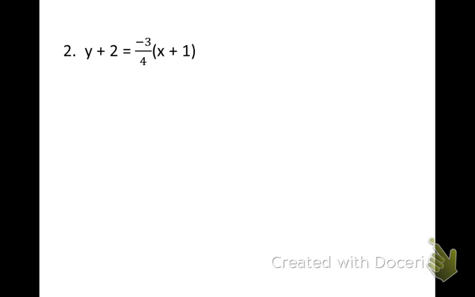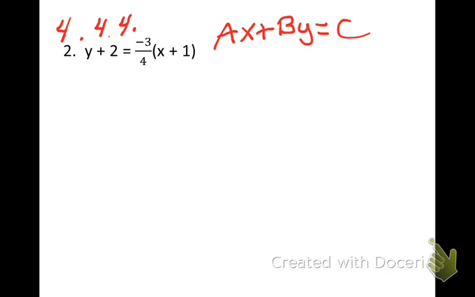Number 2, again, we're going to try to do this one in standard form. So again, keep in mind your goal, so you might write at the top of your paper what standard form is, so you learn this form. Now remember, we cannot have fractions, so I'd like to get rid of my fraction. So my common denominator here is 4, so I'm going to multiply everything here by 4. And it gives me 4y plus 8 equals negative 3 times the quantity x plus 1.